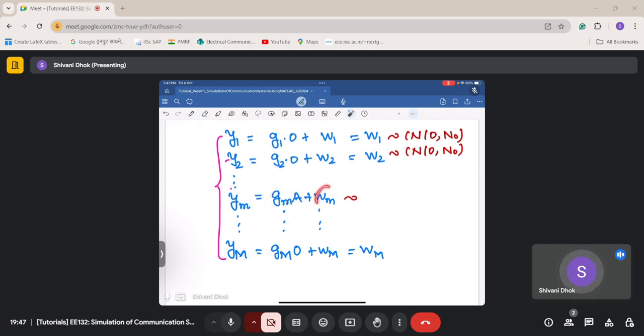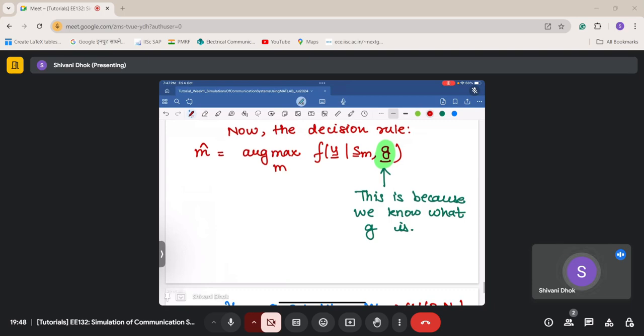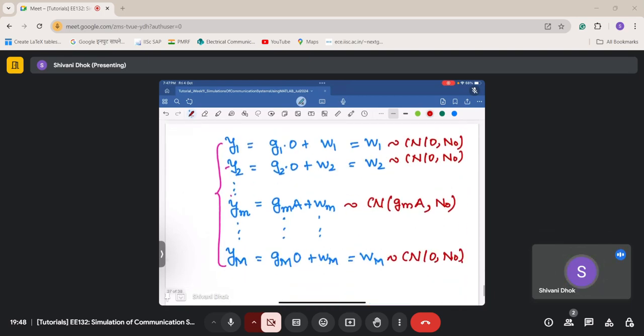And this is getting added to a complex Gaussian random variable, which means it will perturb the mean and the variance won't change. And therefore, this will now be distributed as Cn with mean gm a and variance n naught. And similarly, the last one again will be Cn 0 comma n naught. Okay. Now we want to apply this particular decision rule to this. And as I mentioned earlier, since the noises are independent from these gi and everything, these are independent.